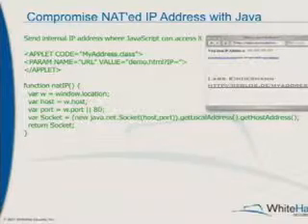All it's doing is creating a Java socket call, not making a request, just calling a Java socket, and pulling your NATed IP address out of the socket. It's actually a very quick hack, only a few lines of code, and you can get the address.